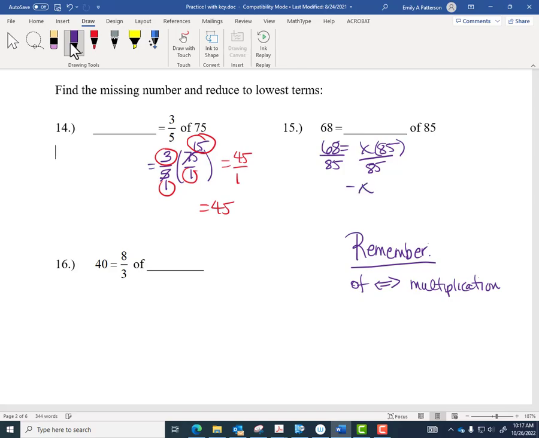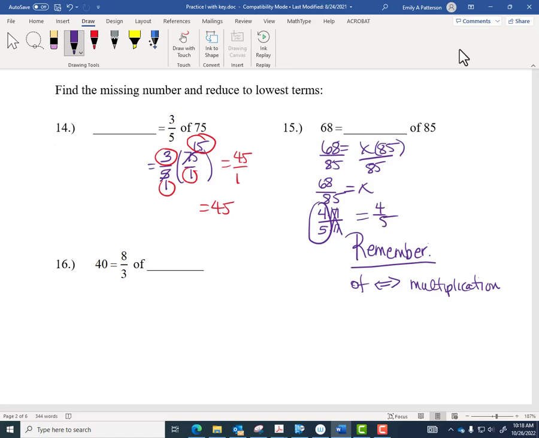So I have now x is equal to 68 over 85. And we have to remember that we need to reduce our fraction. In this fraction, 17 can divide evenly into each one. So without doing the division problem like I did over here, we can also say that 68 is equal to 4 times 17, and 85 is 5 times 17, so canceling out the common factors, our answer is 4/5. You could have also just divided the 68 and the 85 by 17 and landed at the same answer.